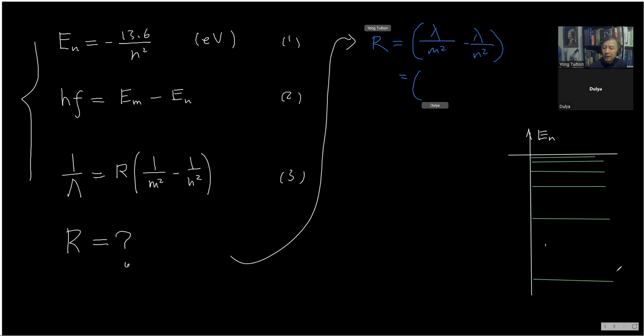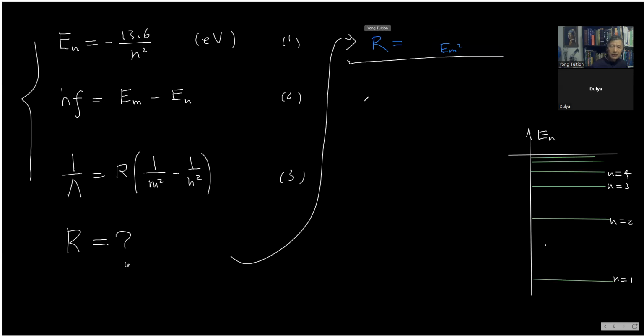Do we know lambda? The wavelength? No, that is not the way. I show you the right way to go. Basically, we just rewrite equation 2. Because hf can be rewritten as hc divided by lambda, can you see that? So therefore, we multiply by hc.